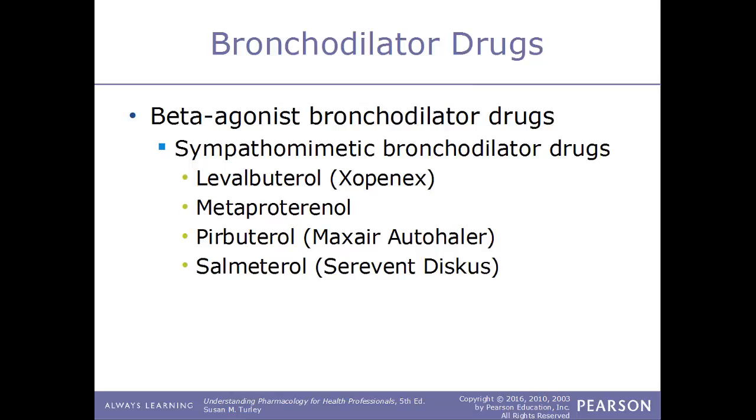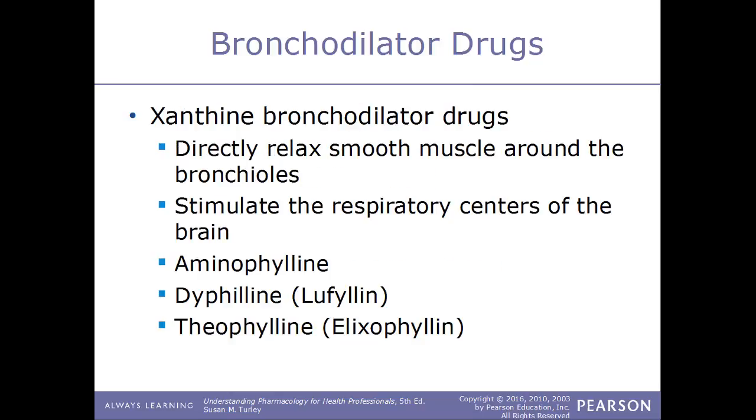You can also have metaproterenol. You can also have pirbuterol, which is sold under the name Maxair Autohaler, and salmeterol, which is sold as Serevent Diskus. Another type of bronchodilator drugs are xanthine bronchodilators, and these directly relax the smooth muscle around the bronchioles. They also work by stimulating the respiratory centers of the brain. Some examples of this type of bronchodilator would be aminophylline, dyphylline, which is sold under the trade name Lufyllin, and theophylline, which is sold under the name Elixophyllin.